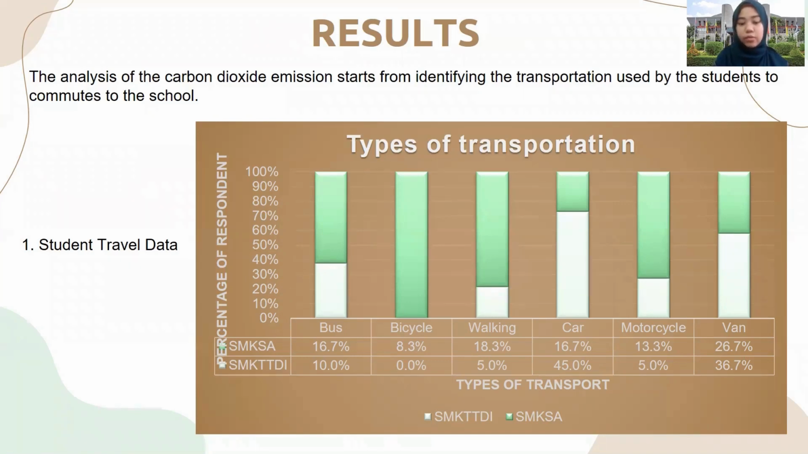But for SMKSA, most of the students use van rather than car. And then most of them also used active transportation, with 25% of them using bicycle and also walking to the school.